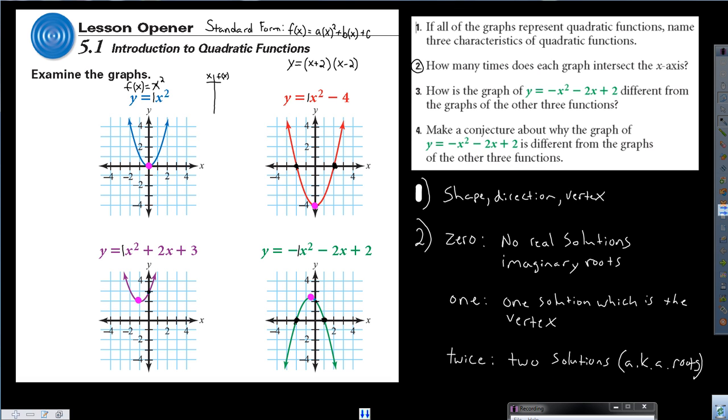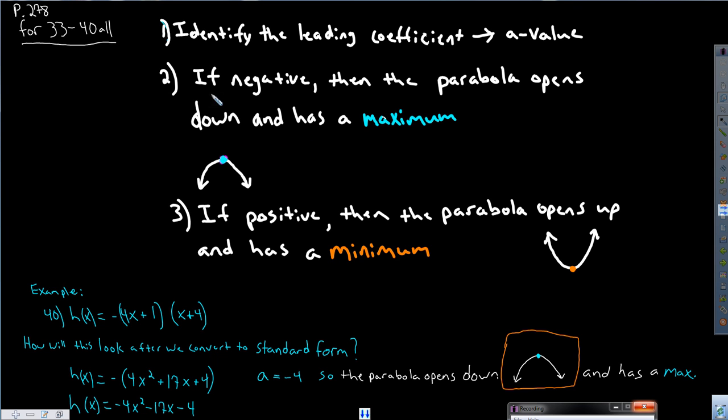We've answered that. That can be formally stated here for questions 33 through 40 in last night's homework. Identify the leading coefficient, which is the a value. This is how to determine whether or not a graph has a maximum or a minimum, right? If negative, then the parabola opens down. If the a value is negative, it opens down and has a maximum. Down, maximum.